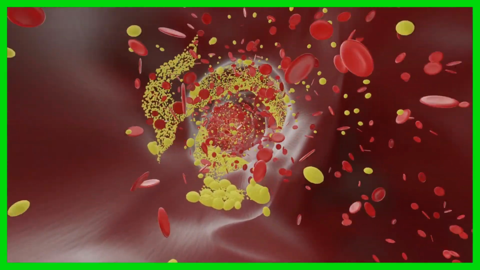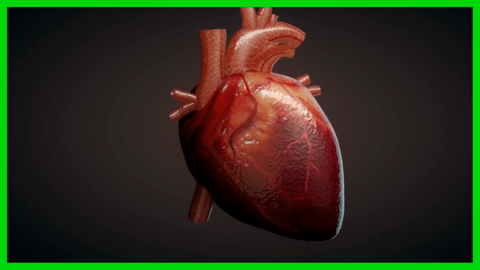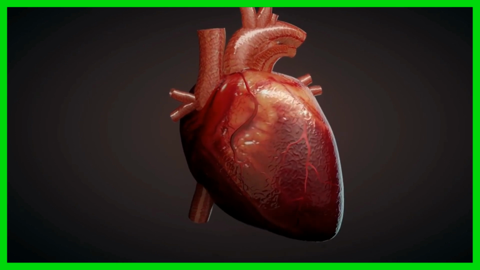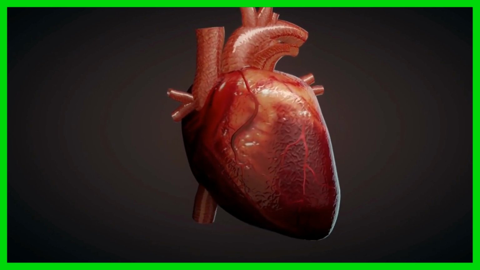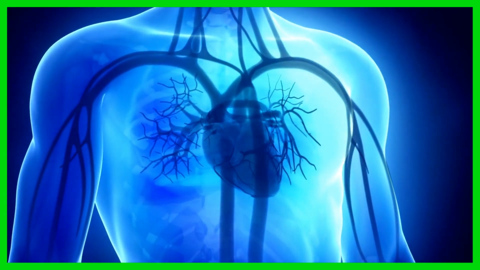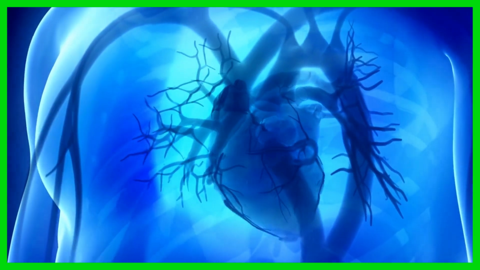Septum. The heart is divided into 2 halves by a muscular wall called the septum. The interatrial septum separates the 2 atria, and the interventricular septum separates the 2 ventricles. This separation ensures that oxygenated and deoxygenated blood do not mix. Coronary arteries. These are small blood vessels that supply the heart muscle itself with oxygen and nutrients. They branch off from the aorta and wrap around the heart.